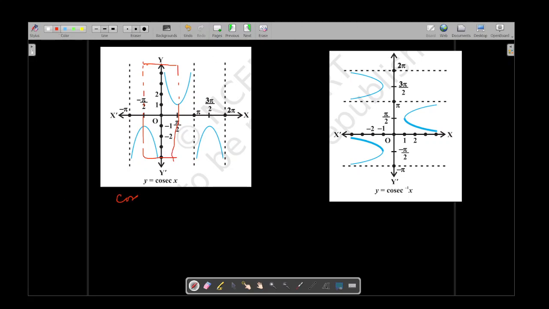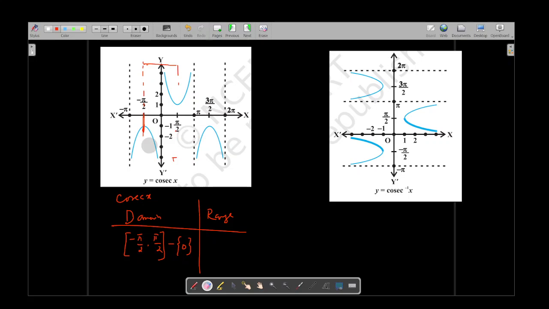Let me write the domain and range for cosecant x. The domain is from minus pi by 2 to pi by 2, and both are included, but it is not defined at 0, so I can remove 0. This is my domain.